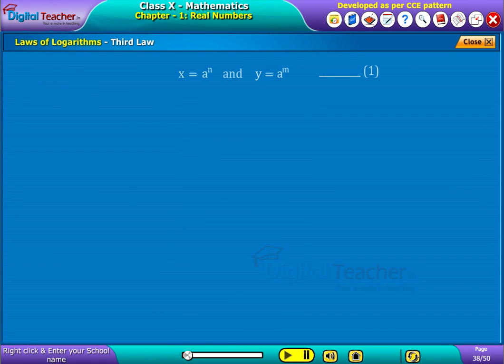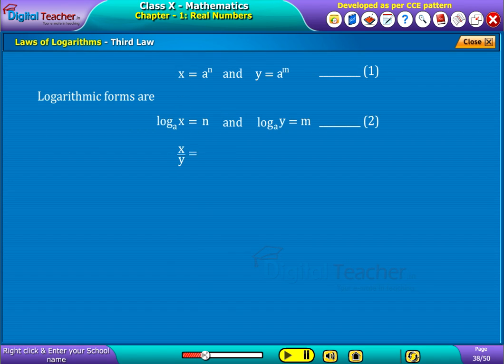Third law. Consider x is equal to a power n and y is equal to a power m as equation 1. Their equivalent logarithmic forms are log x to the base a is equal to n and log y to the base a is equal to m as equation 2. Now divide x by y. The obtained expression is shown on the screen. Applying the laws of exponents to the above equation and applying logarithms, we get as shown on the screen.